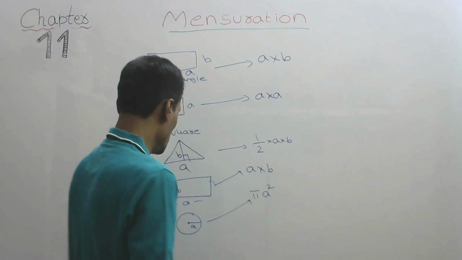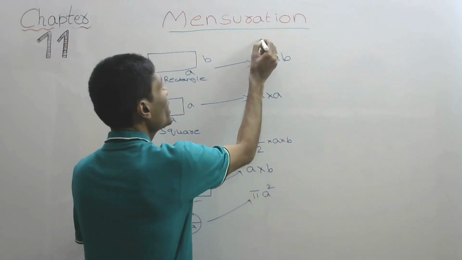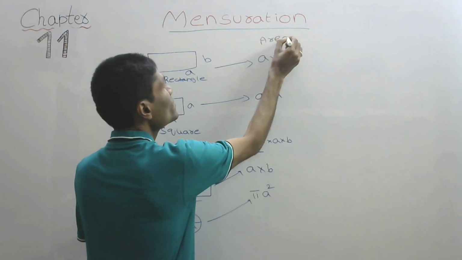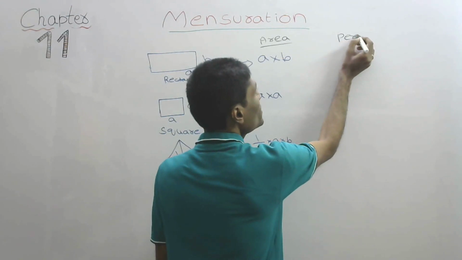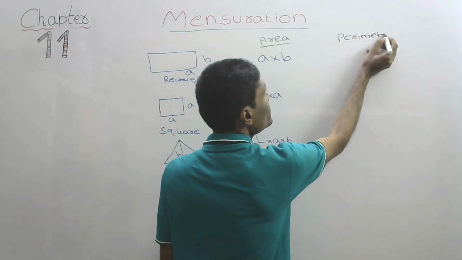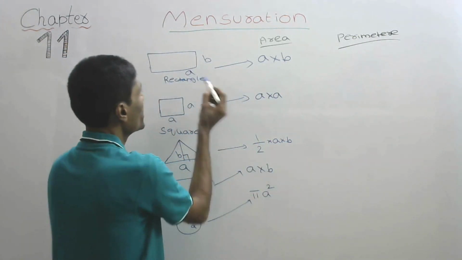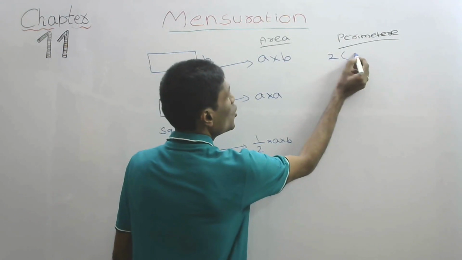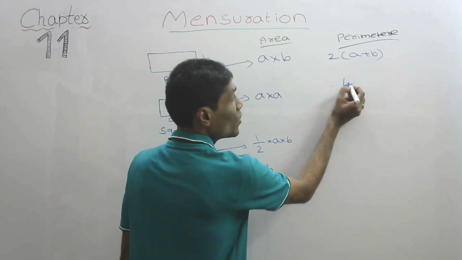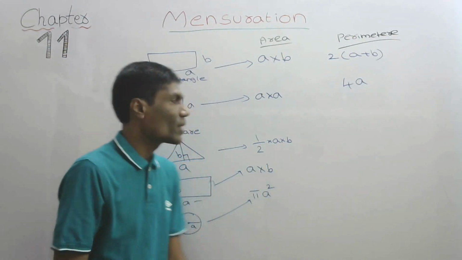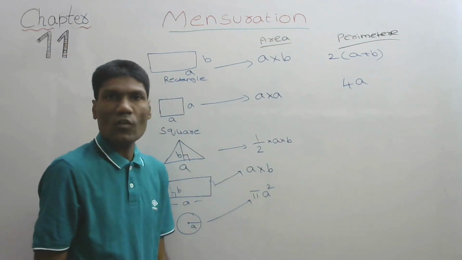Now, these are the areas. Shall we do about the perimeter also? Say this is area. Now, let us see perimeter. If you want to find the perimeter of the rectangle, 2 into a plus b. What about this square? This is 4a, because a plus a plus a plus a, 4 a's. So it will be 4a.